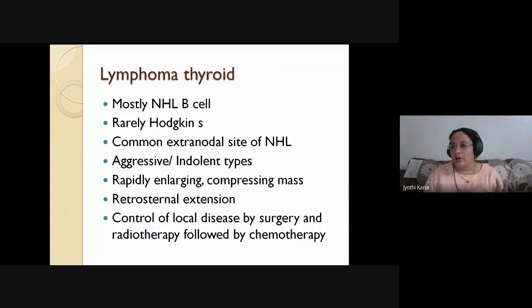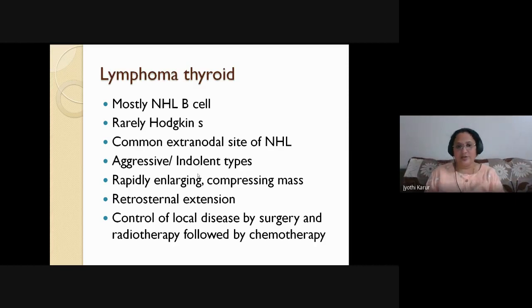So you have read about different types of thyroid cancer. Coming to the lymphoma of thyroid, I'm not going into much detail. It is mostly non-Hodgkin's lymphoma. Almost 90 to 95% of the thyroid lymphomas are non-Hodgkin's and B cell variety. Rarely, in less than 2% of the cases, they are Hodgkin's variant. It is one of the most common extranodal sites for NHL. There are two different types: one is a very aggressive type, and the other is indolent. Indolent means it is slow growing and not aggressive.